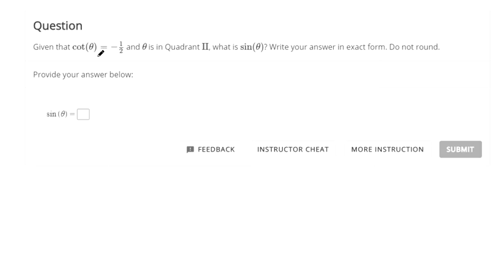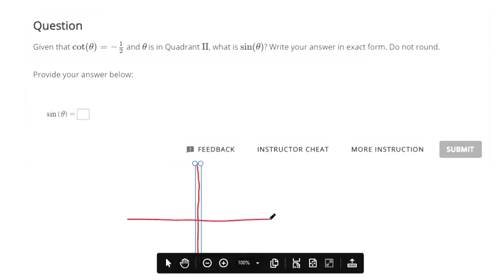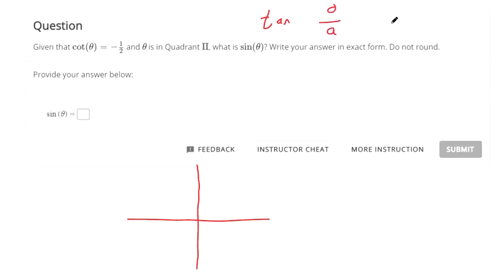Given that cotangent of theta equals negative 1/2, so let's first talk about what that means. Tangent is opposite over adjacent. So that means cotangent is the adjacent over the opposite, right? Because it's the reciprocal of tangent. And then we can also use a fact to help us.